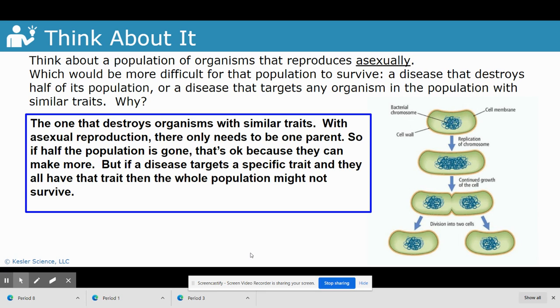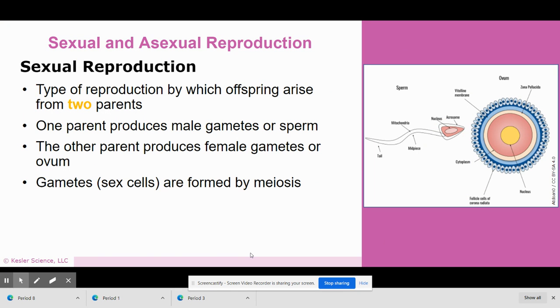It's because with asexual reproduction, there only needs to be one parent. So even if half the population is gone, it's okay because they can easily make more. They don't need to find mates. But if a disease targets a specific trait and they all have that specific trait, then the whole population may not survive.